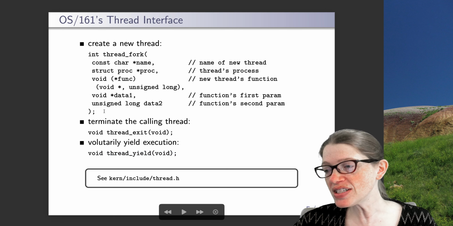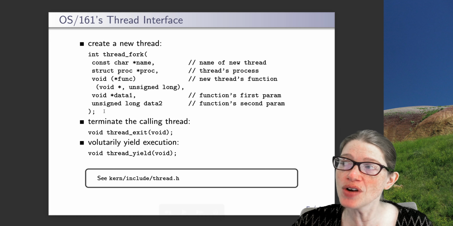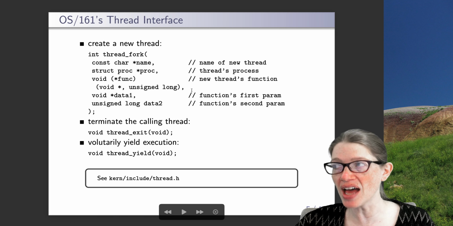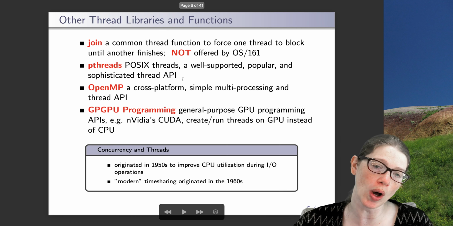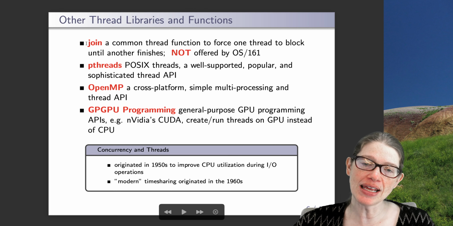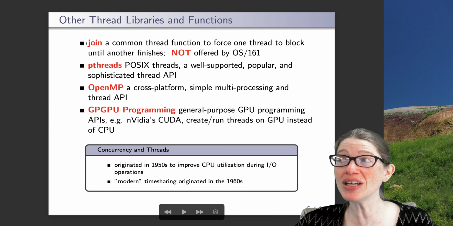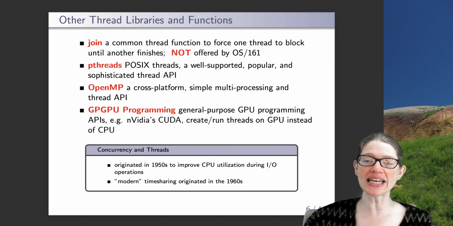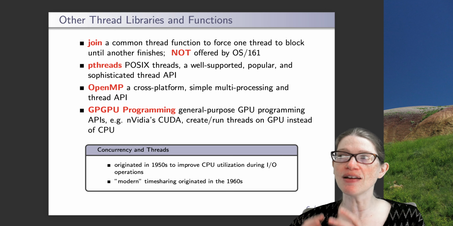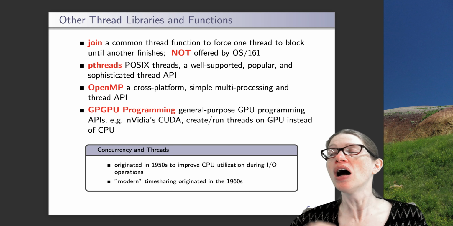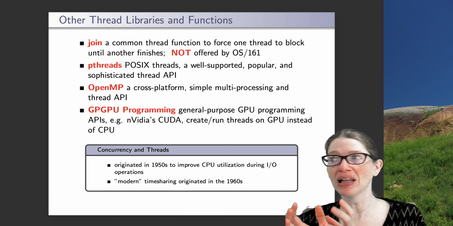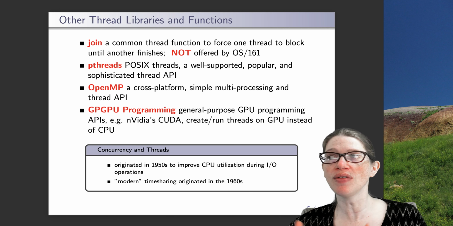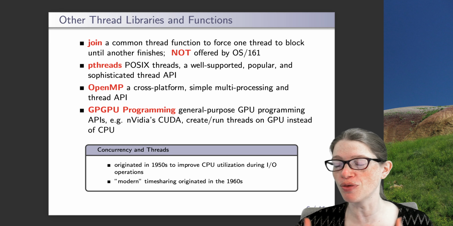Now, some of you who have done threading before might have noticed that OS 161's threading API is missing a function called join. Yeah, we don't have join. It's not that we don't have the ability to do this. What join does is force a thread to wait until another thread has completed. We have the ability to do that in OS 161, but not via the threads API.